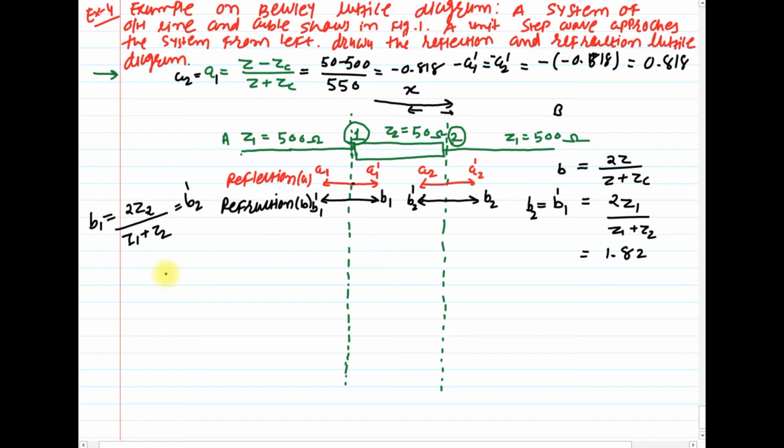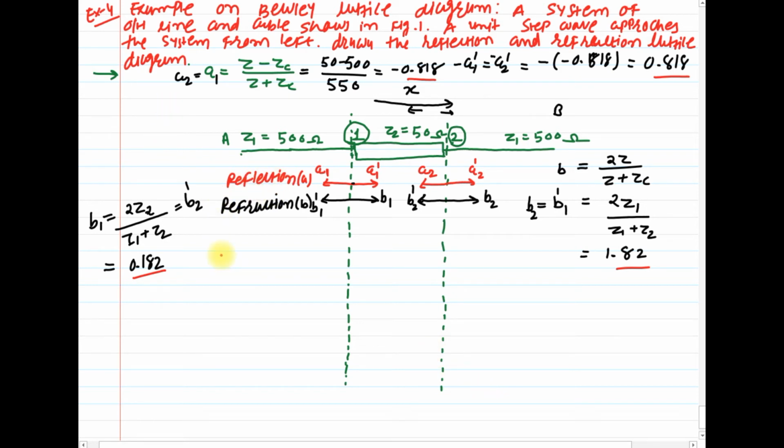I hope you are clear with the calculation of the refraction and reflection coefficient. Here the final answer is 0.182. So here we have calculated all these 4 and 4, total 8 coefficients of the traveling wave. Among them 4 are the reflection coefficients and 4 are the refraction coefficients. Here 2, 4, 6 and 8. So total 8 coefficients we have calculated.